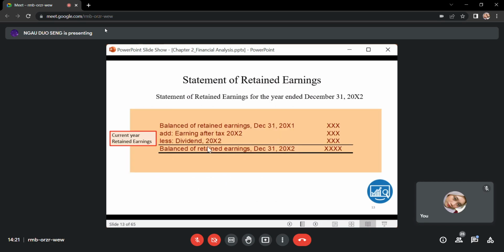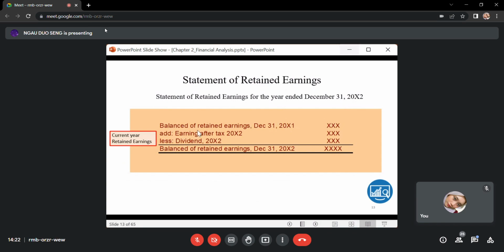Right, next we have the example statement of retained earning for the year ended December 31st, 2002. So start with the balance of retained earning December 31st, 2001. This one is brought from last year. If there is a balance, do not waste it. So this one is from last year, then you just copy down.